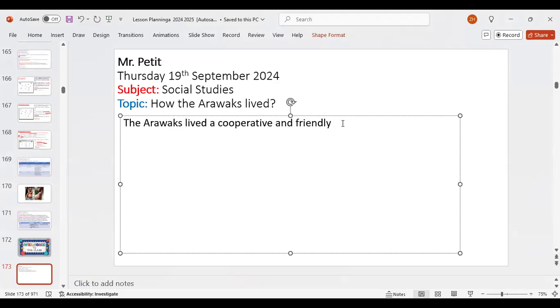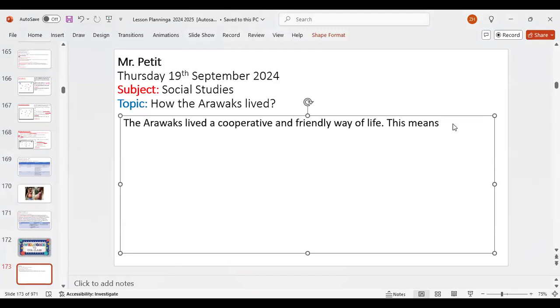Good night. All right, the Arawaks lived a cooperative and friendly way of life. This means that they did what? What did they do with their resources? They make houses and weapons. If you're cooperative and friendly, what do you tend to do with your stuff? Are you going to hold it or are you going to share it? Share it. Yeah.